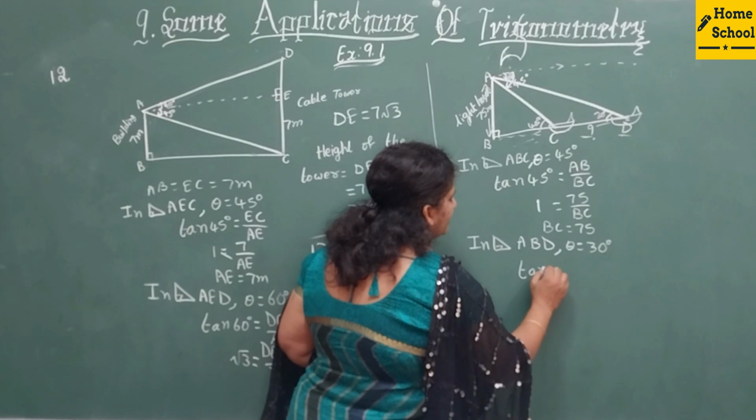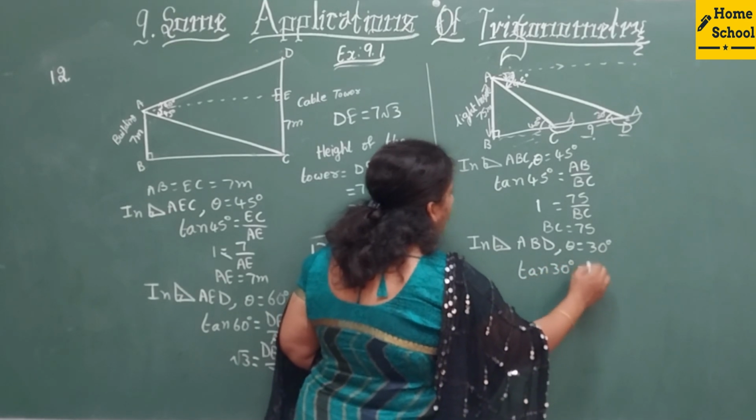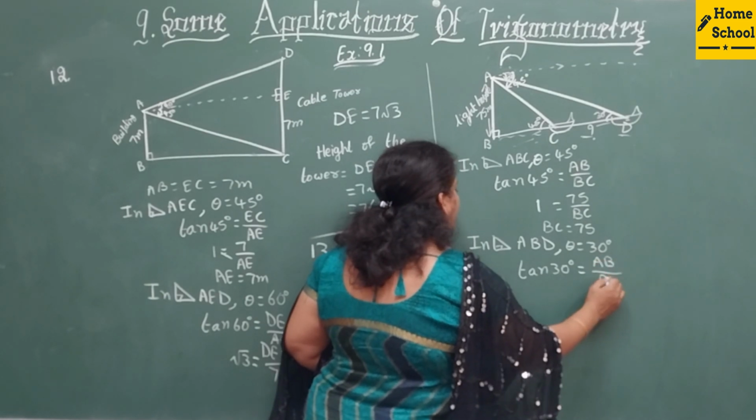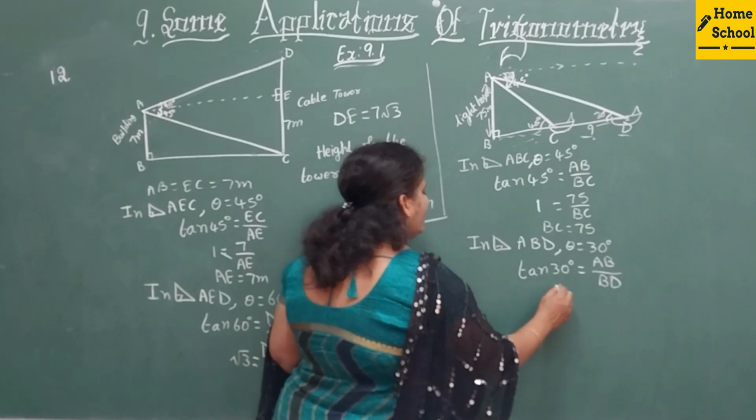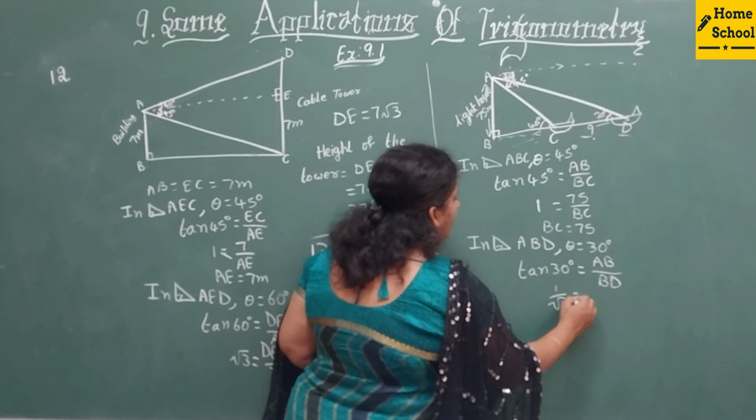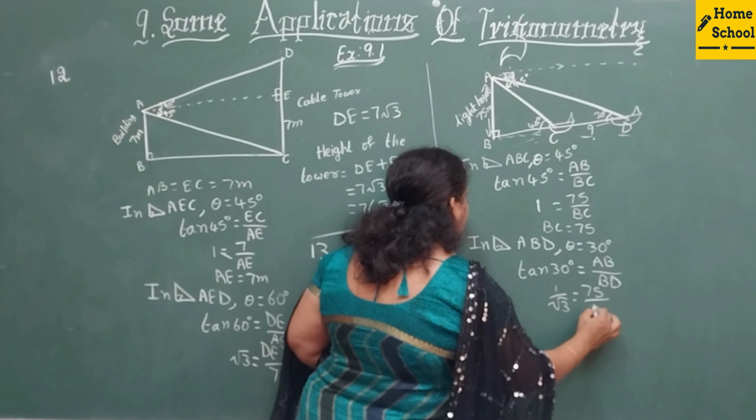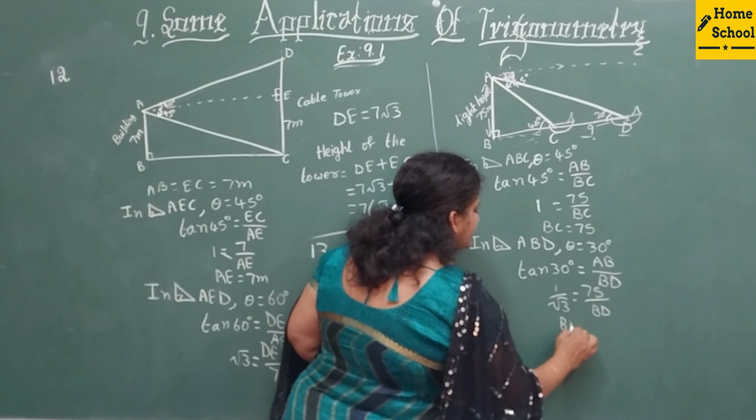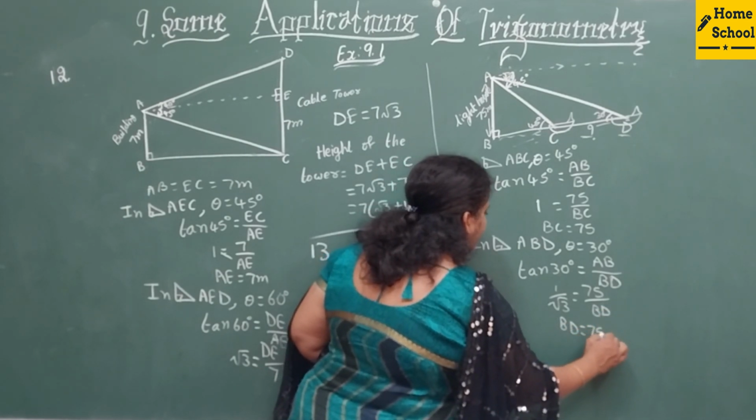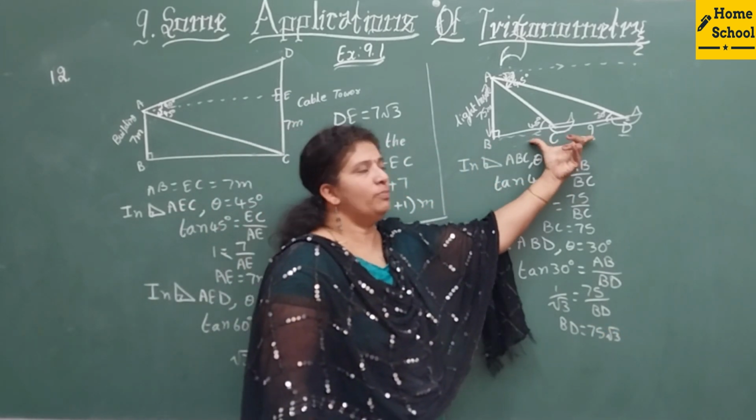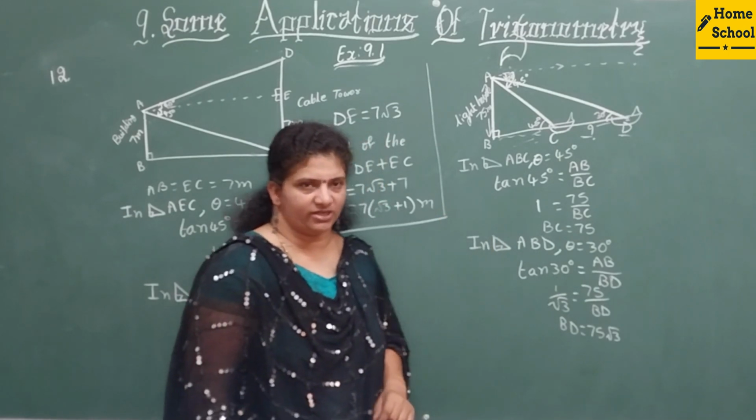Now tan 30 degree is equal to opposite side AB, adjacent side BD. Tan 30 value is 1 by root 3. So 1 by root 3 equals 75 by BD, so BD is equal to 75 root 3. I know BC and I know BD. What is CD is your question.